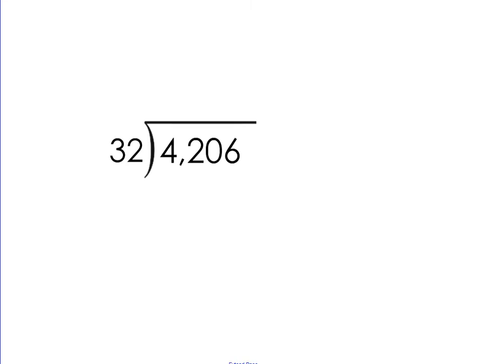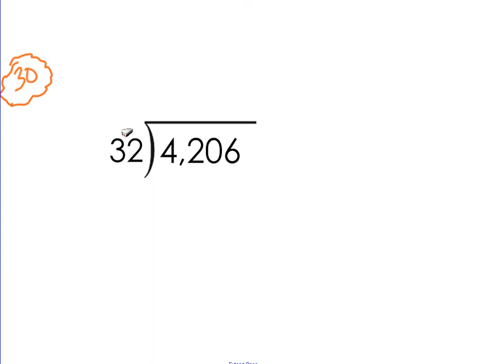Okay, once again, dividing multi-digit numbers by multi-digit numbers. In this case, we'll do it by two-digit numbers. So we have 4,206 divided by 32. Now, I'm going to round 32 to the nearest 10, which is 30. And I'm going to put that over here in my thinking bubble, thinking about 32 being 30.